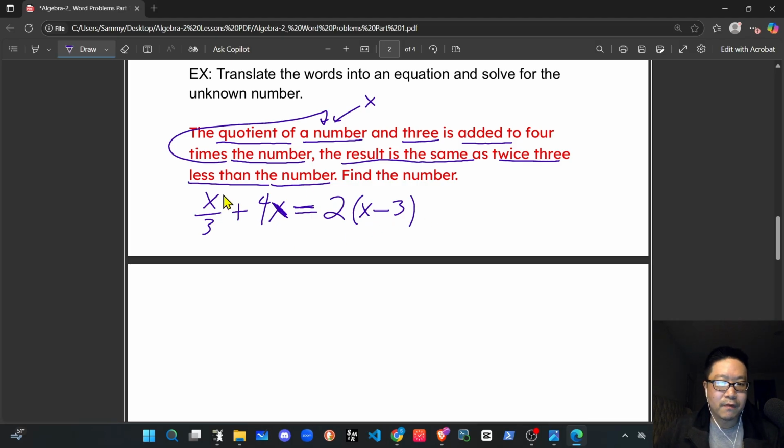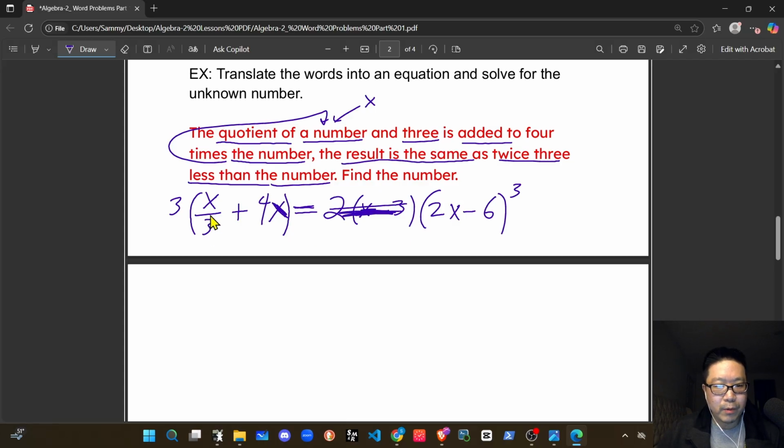So let's go ahead and solve for x. The first thing you want to do is get rid of this fraction, so we're just going to multiply the whole thing by 3. I'm going to simplify this one first, so I'm going to distribute the 2. That's going to give us 2x minus 6. And then I'm going to multiply this thing by 3. Of course, the purpose is to get rid of this 3 in this fraction.